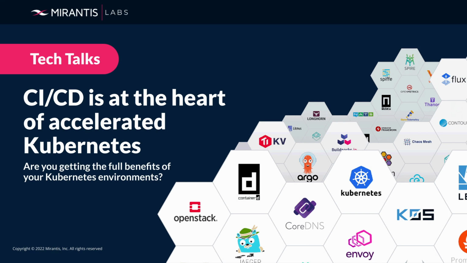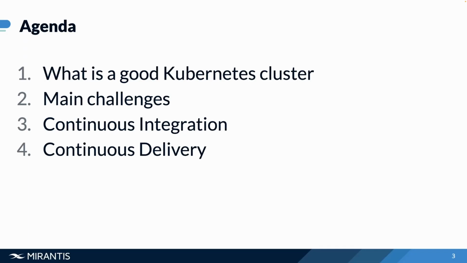Today we'll be talking about CI/CD, being at the heart of accelerated Kubernetes adoption and at the heart of deploying applications on Kubernetes. So what we have on the agenda today: we'll look at what makes a good Kubernetes cluster, the challenges around that, how to maintain this Kubernetes cluster or clusters, and then definitely how to increase the adoption, right? How to deploy applications more rapidly, more securely, and in a continuous manner. How will we do that? We'll do continuous integration and continuous delivery.